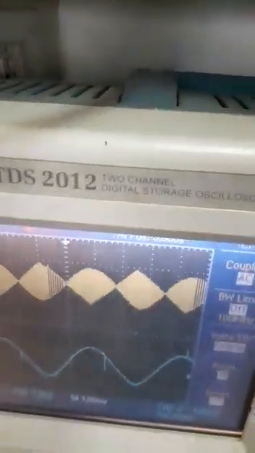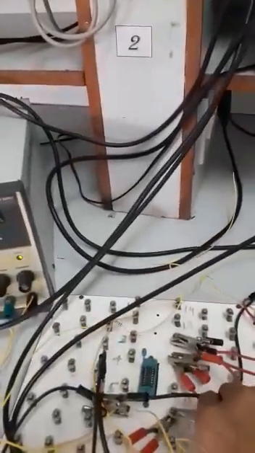So now we have seen both the message signals, we have seen the carrier signal, and also we have seen the time division multiplexed signal. So now I will show you what the demultiplexed signal is going to be. So now let us take this CRO probe. Okay, so now you can see that channel B, I have taken it for the demultiplexed signal.